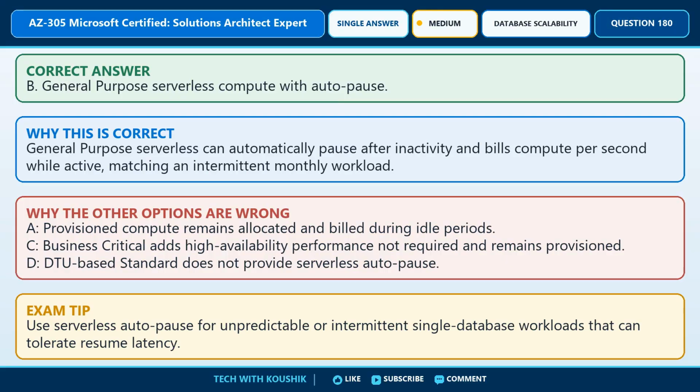The appropriate choice is option B, General Purpose Serverless Compute with Auto Pause. This is correct because General Purpose Serverless can automatically pause after inactivity and bills compute per second while active, matching an intermittent monthly workload. The other choices do not satisfy the requirement because A, provisioned compute remains allocated and billed during idle periods. C, Business Critical adds high availability performance not required and remains provisioned. D, DTU-based Standard does not provide serverless auto pause. Use serverless auto pause for unpredictable or intermittent single database workloads that can tolerate resume latency.